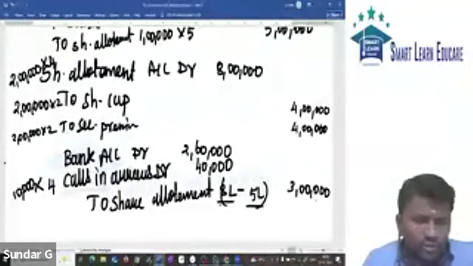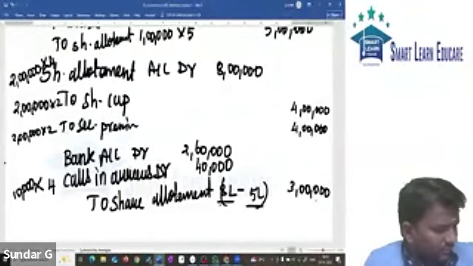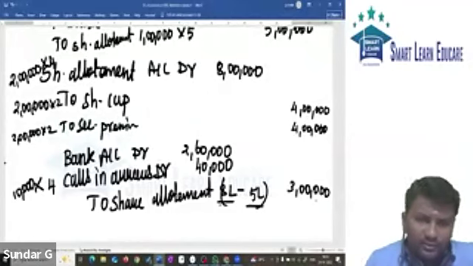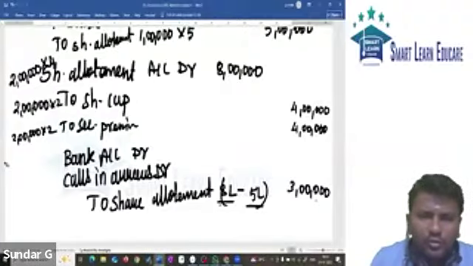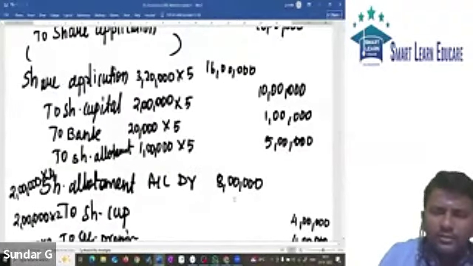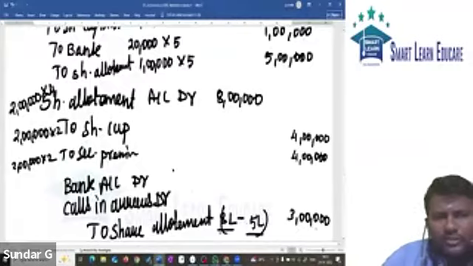We are supposed to receive... see, there is a prorata allotment in this, just one minute. Tell me the prorata allotment information once. Totally, I will tell you how we get this number. Share allotment, 2 lakh shares into 4, that is 8 lakh. Share capital, 2 lakh into 2, will give you 4 lakh. Securities premium, 2 lakh into 2, will give you 4 lakh.